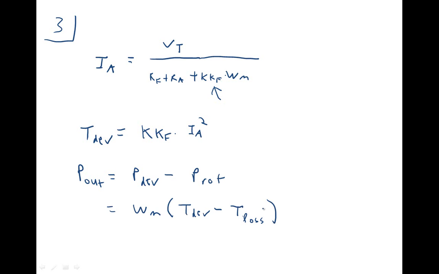And you're told that the rotational losses are 0.4 newton meters. So you've just found developed torque, put in 0.4 newton meters there, you use your speed, and that'll give you your output power. So that's problem 3.